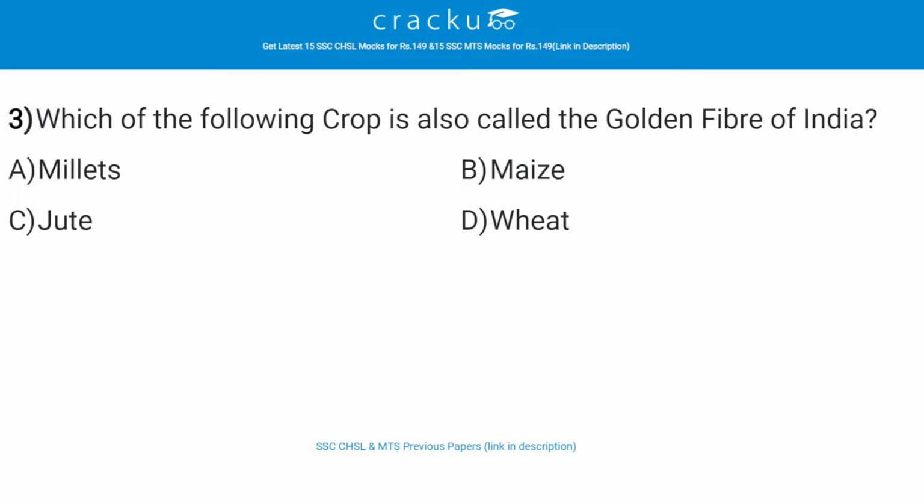Which of the following crops is also called the golden fiber of India? The correct answer is C, that is jute. So, jute is also known as golden fiber. That's an appropriate name for the yellowish brown shiny natural vegetable fiber produced from plants of genus Corchorus.